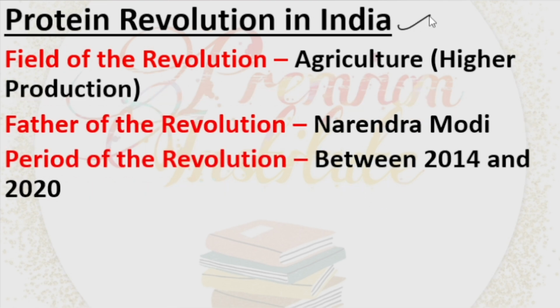Protein Revolution in India. Field of the revolution: agriculture, higher production. Father of the revolution: Narendra Modi. Period of the revolution: between 2014 and 2020.